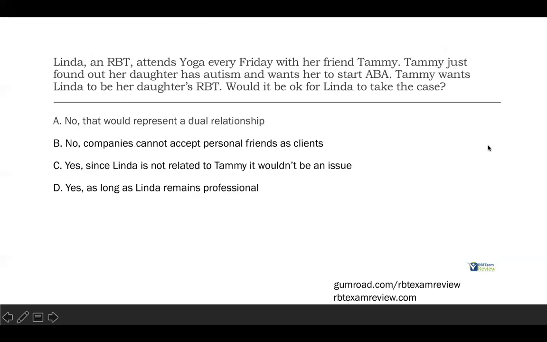Linda, an RBT, attends yoga every Friday with her friend Tammy. Tammy just found out her daughter has autism and wants her to start ABA. Tammy wants Linda to be her daughter's RBT. Would it be okay for Linda to take the case? Okay, we have an ethical question.